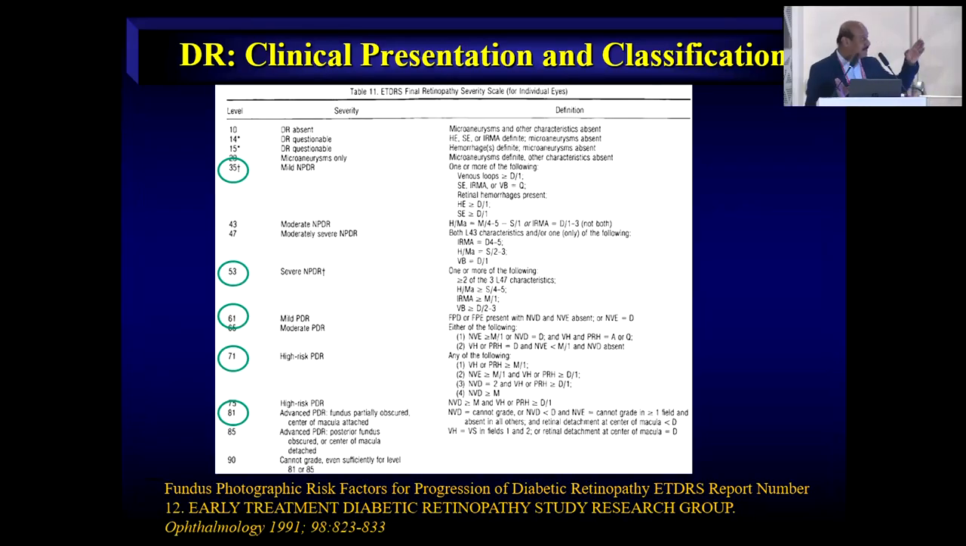However, this is the classification given by ETDRS. Need to understand, we need not stage like that. Don't worry. By clinic, you identify non-proliferative, proliferative, different stages of non-proliferative and different stages of proliferative, you have done your job. So you have already listened to different talks. Utilize that with this clinical examination, you are done with management of diabetic retinopathy.